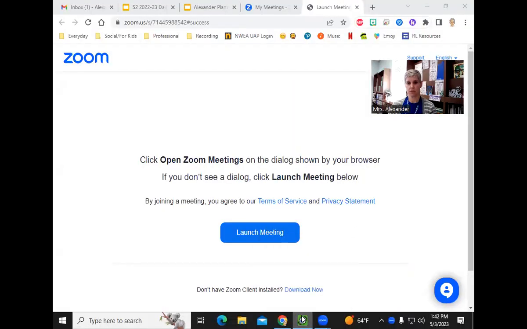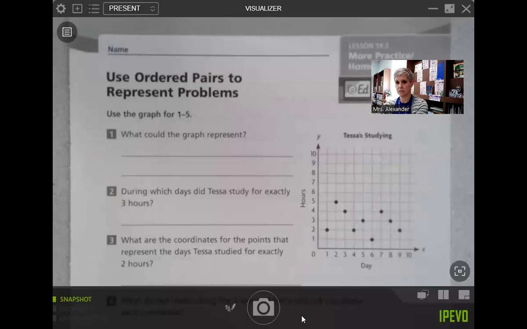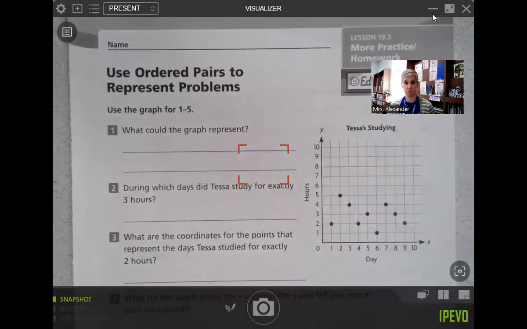Whoops. There it is. All right. It looks a little blurry. See if I can fix that. That's a little better. Here we go.